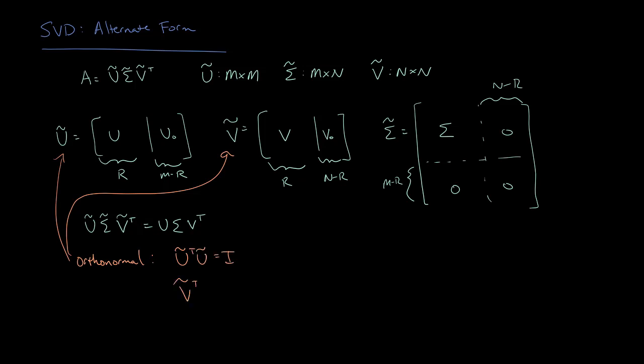But now, because they're square matrices, and because of a fact that you'll prove on the homework, we also have the fact that U tilde transpose U tilde is equal to the identity, as well as V tilde transpose V tilde. And sometimes this is useful to have. So by default, this is often what software packages produce.